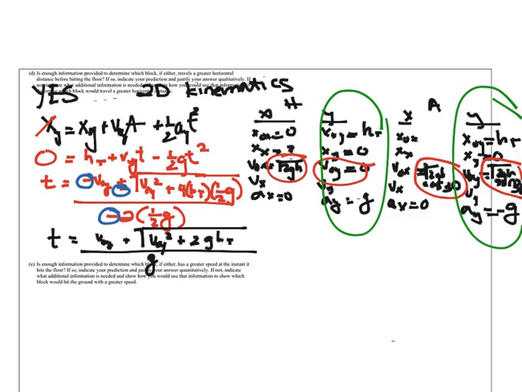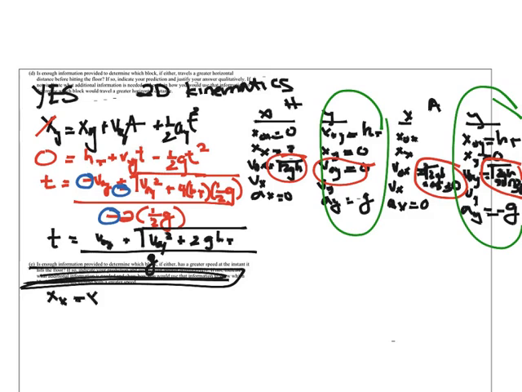need to use the first equation again, but in x. So we have xx equals xox plus voxt plus 1/2 axt squared. So we know that ax is 0, we know that xox is 0, and we have the distance that the thing lands along the floor will be vox times t. Now at this point, let's sort of break it up into h and a.